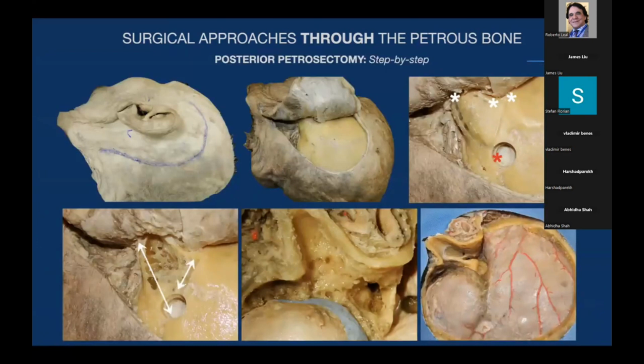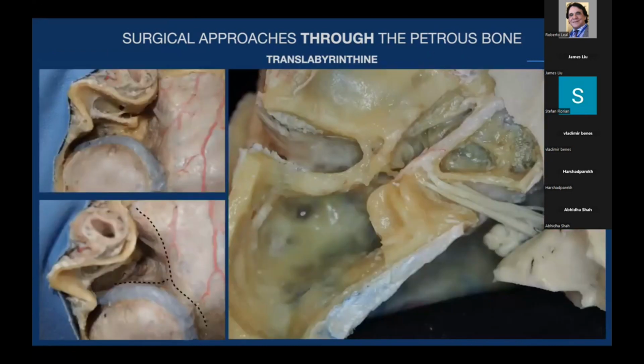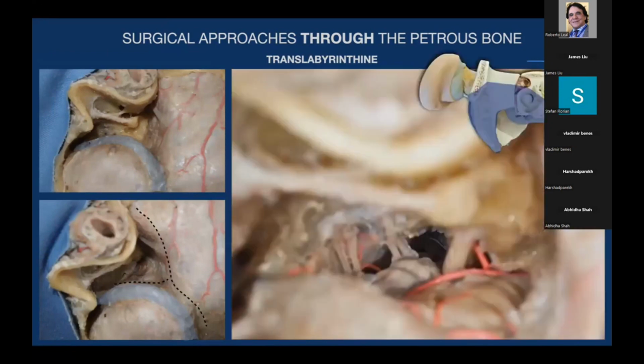So this is a combined transpetrosal approach in which we are combining a retrosigmoid, presigmoid, and subtemporal exposure, as James Liu has excellently shown us before. So we can have access to the presigmoid dura to have a more ventral view of the anterolateral aspect of the pons, as we already saw before. So we can do this retrolabyrinthine, translabyrinthine approach, which is enhancing and increasing our surgical view of this area.